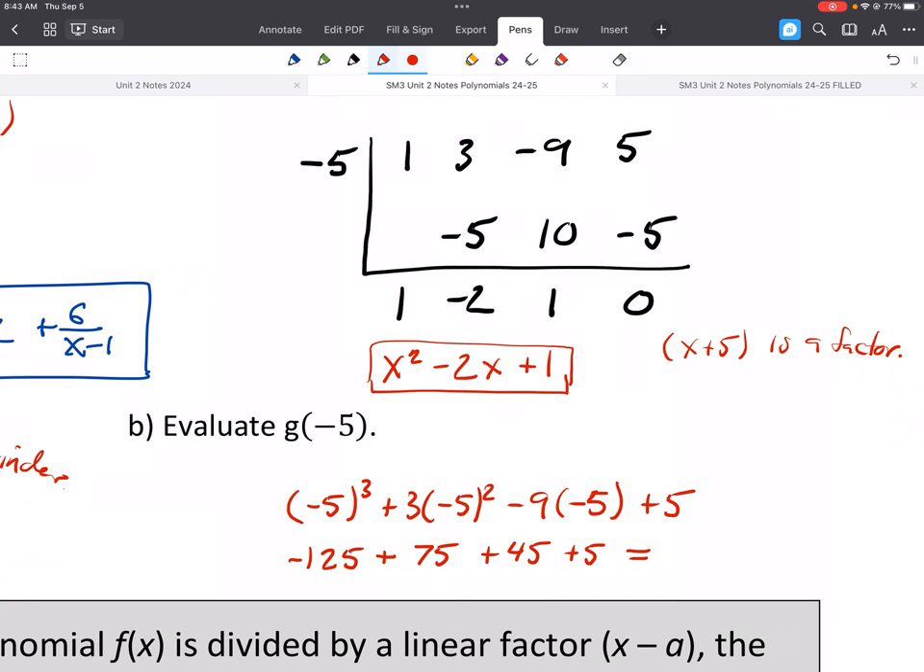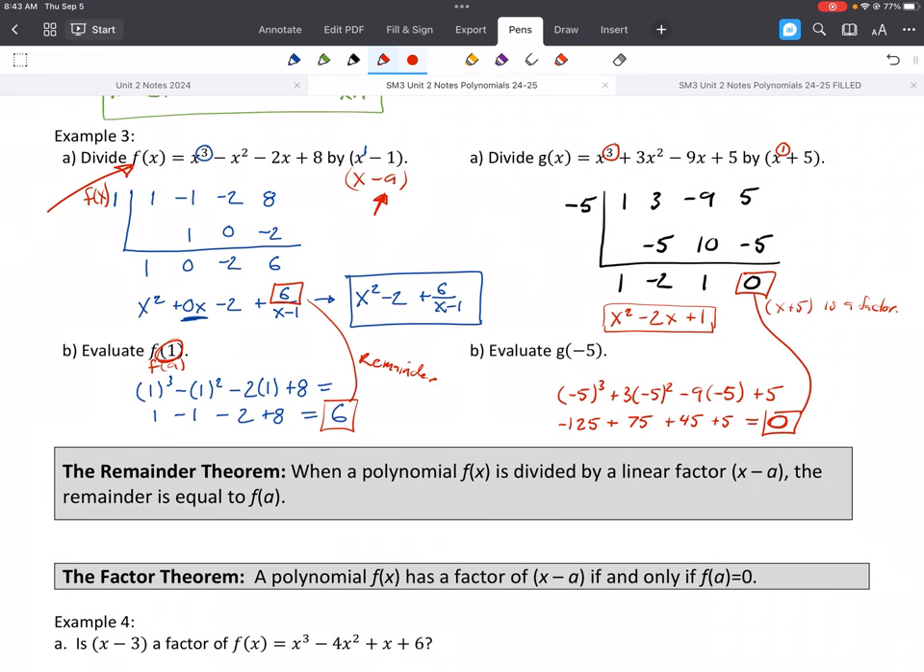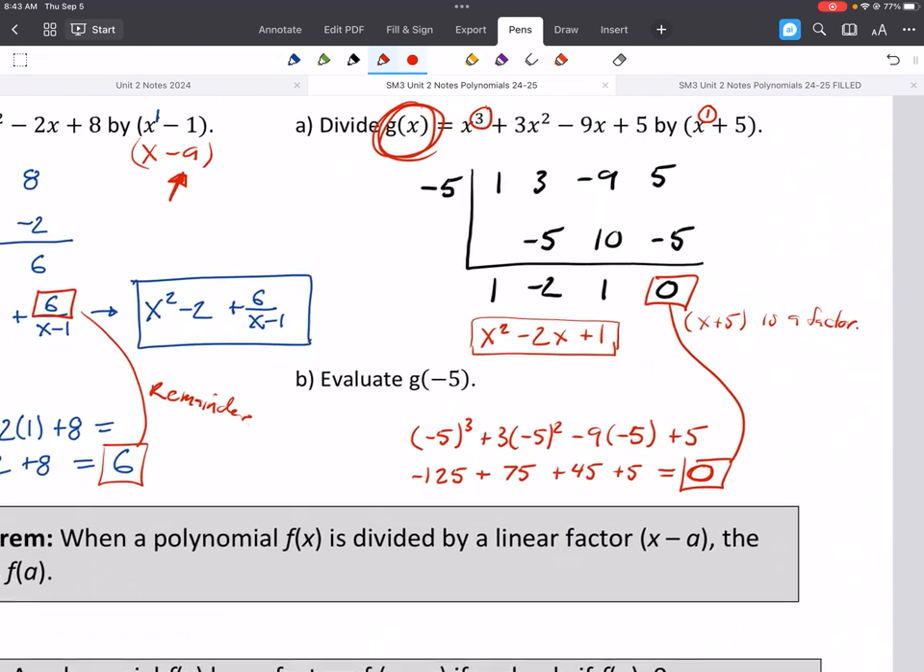And what do you know? This should end up giving us a 0, which is the same as what we had before. So we still get the remainder. But let's talk about the factor theorem. The factor theorem says that a polynomial f of x, or g of x, or any other letter, has a factor of x minus a if and only if f of a is equal to 0.